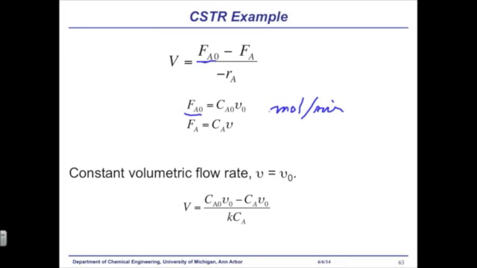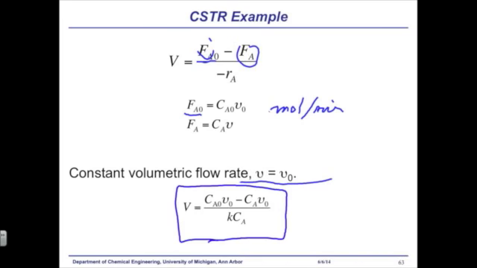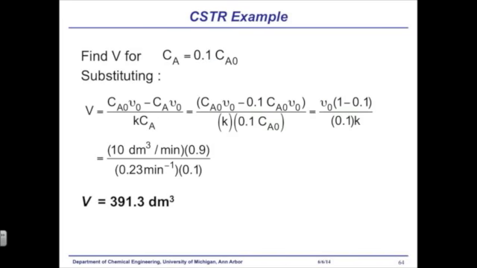Now for liquid systems, the volumetric flow rate is almost always constant. So if we substitute now for FA0, for FA, and for the rate law, we arrive at this equation. We want to find V for CA equals 1/10 the entering concentration. So this is the equation we had in the previous slide.